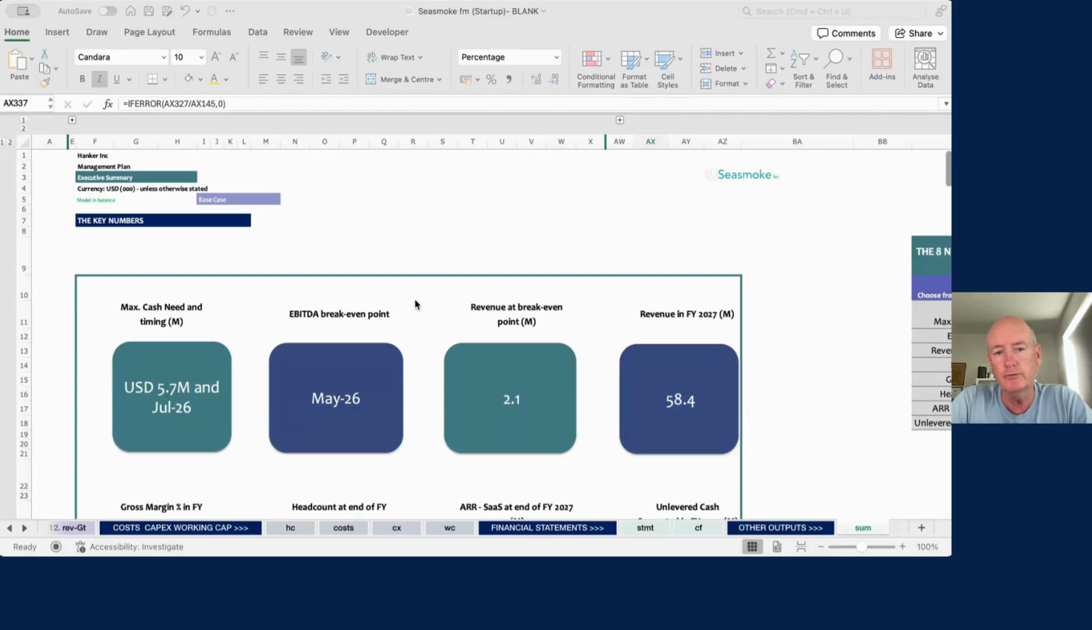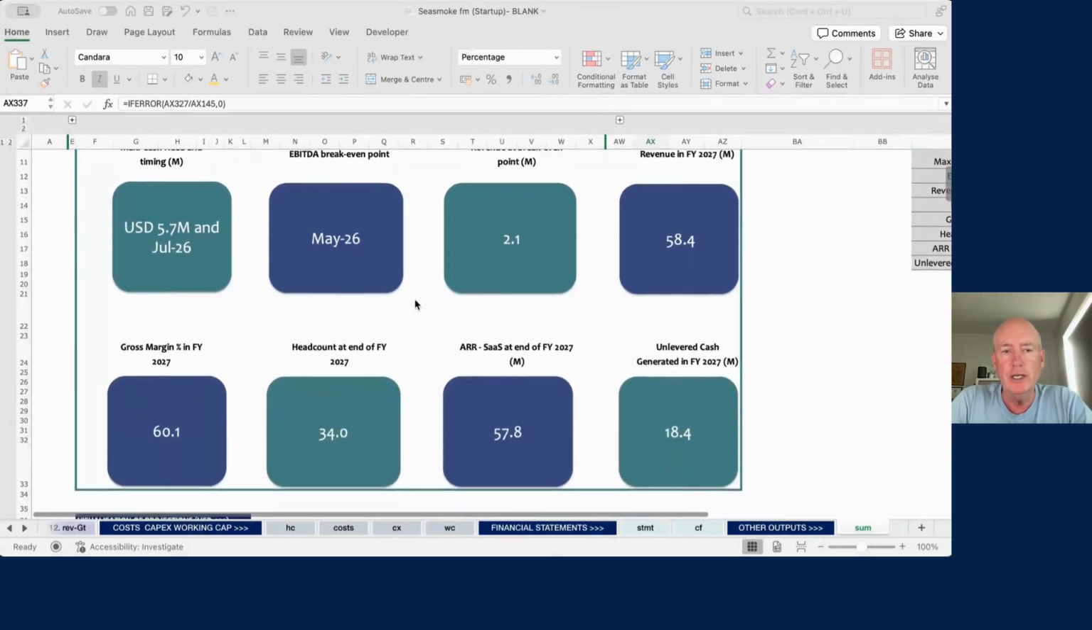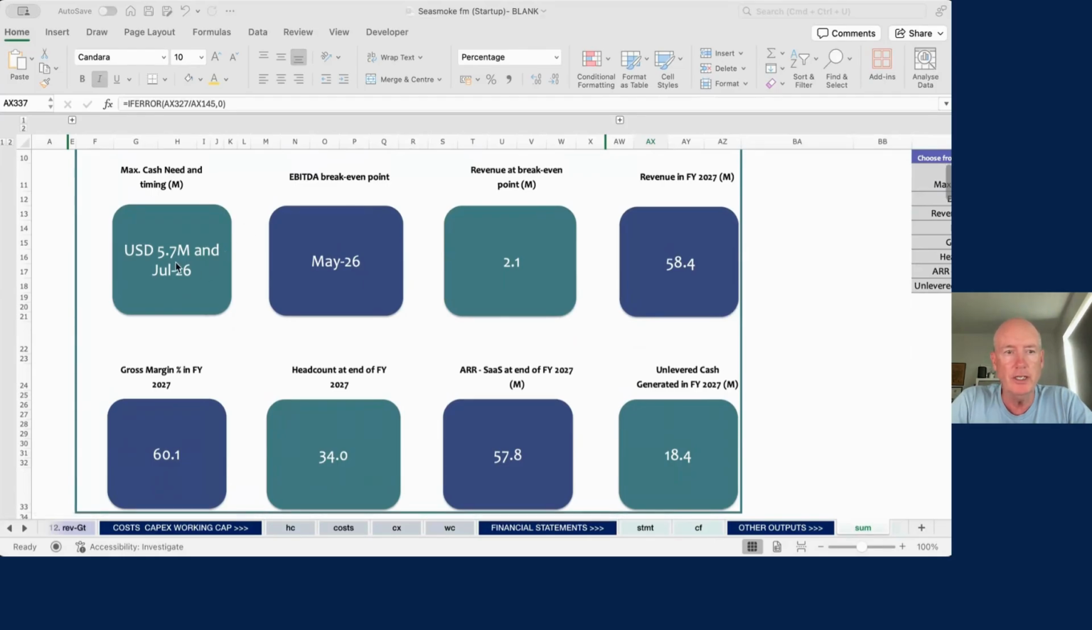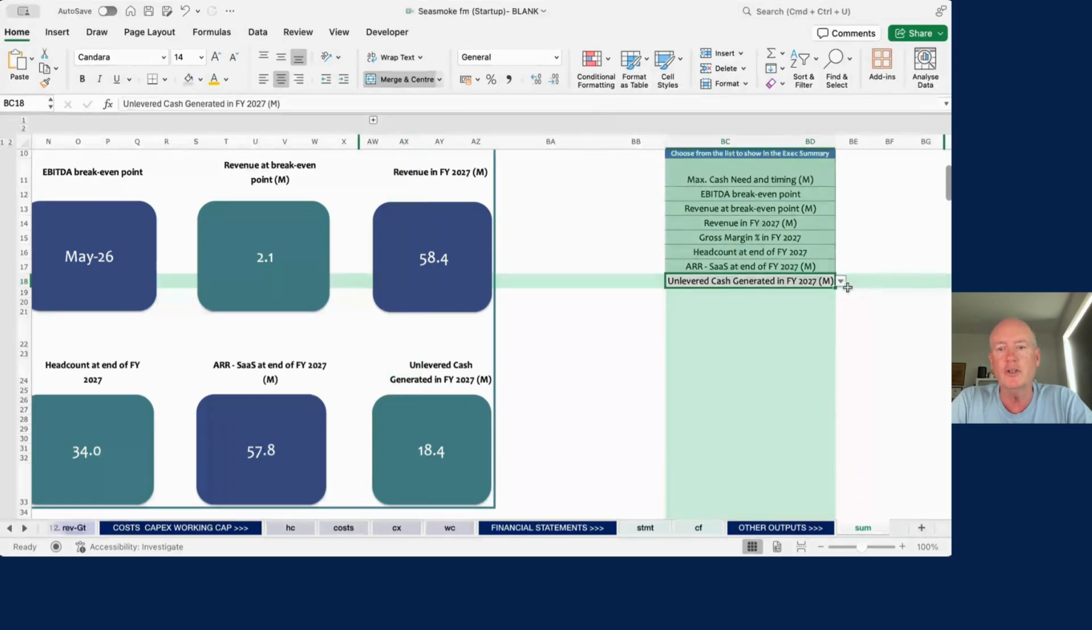So you'll see what's in front of you is the executive summary. So this is the 8 key numbers. You can see here, based on what we've put in, 5.7 million US dollars is needed. Peak period is July 26. We break even in May 26, and that's the revenue, 2.1 million. And here are some other sort of metrics, but it's up to you.